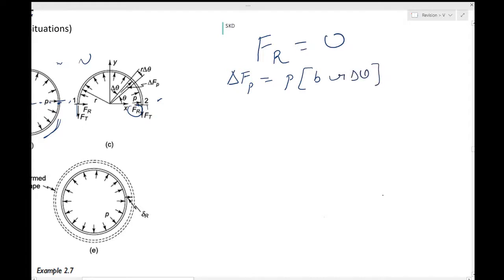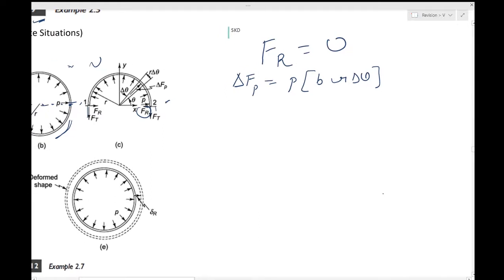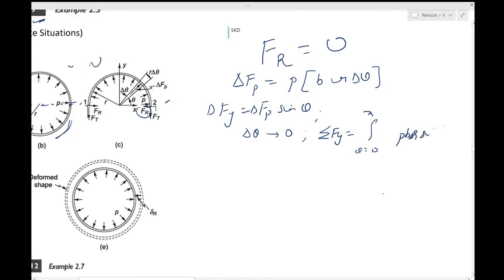Okay, and in the y direction, if you want to find the radial force, you will just take a sine component of it. Similarly, in the x direction, you can take a cos. And if the delta theta is a very small angle, then you can write sigma Fy is equal to the integral from theta equal to 0 to pi of p b r sine theta d theta minus 2Ft. This is a force balance in the y direction, which is the vertical direction, and that would give you Ft, and that's how you would do the force equilibrium.